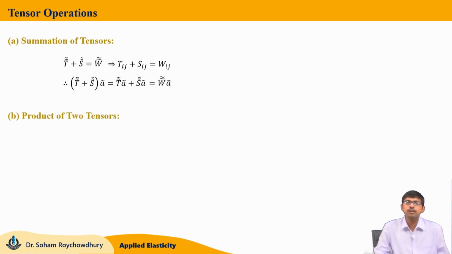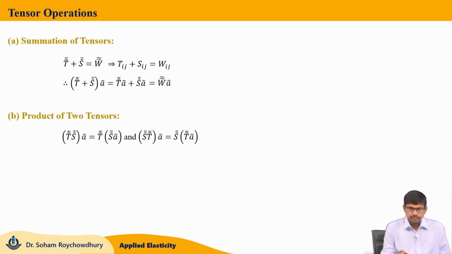Now, coming to the product of any two tensors. The product of any two tensors is defined like this: T and S are two second order tensors, and T times S is a new second order tensor that is acting over a vector A, and it can be defined as S acting over A, this will result in one vector, and then T would be acting on that vector. On the other hand, if S is appearing first in the product, S times T acting over A is S acting over T acting over A.